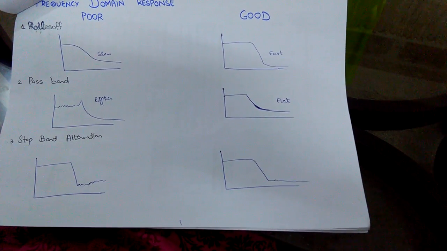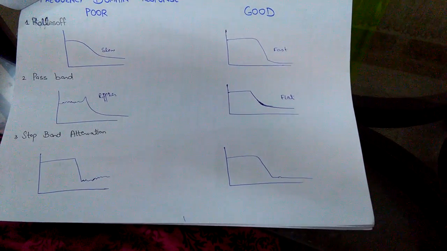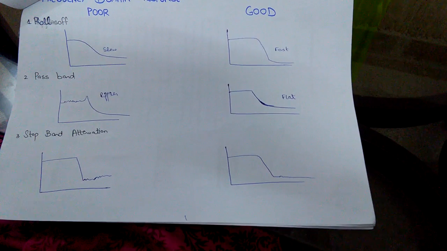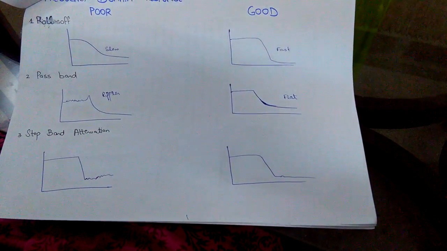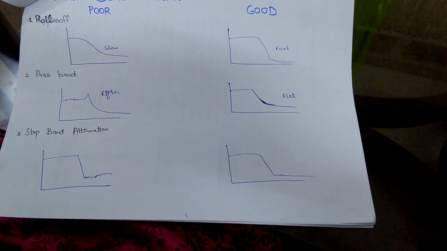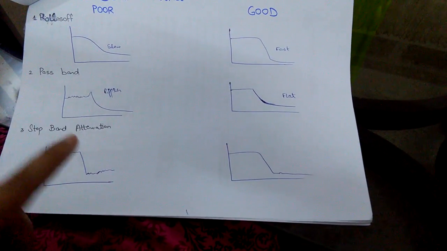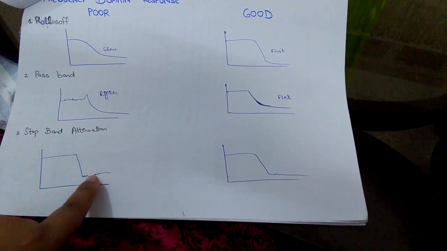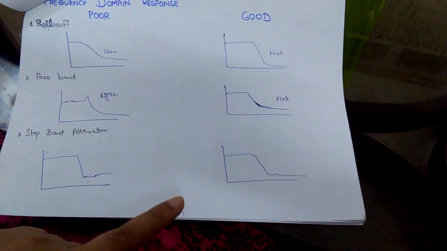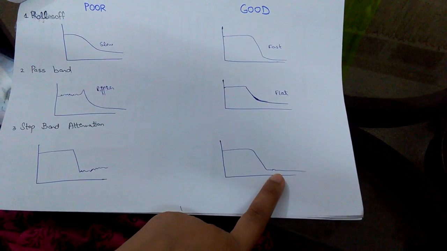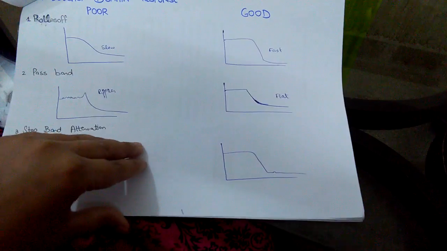Pass band. If there are ripples in the passband in the filter output, then we consider it poor, and if it is flat, we consider it good. Stop band attenuation. Here we see the attenuation stopping. Here it stops too early, that we consider a good filter.